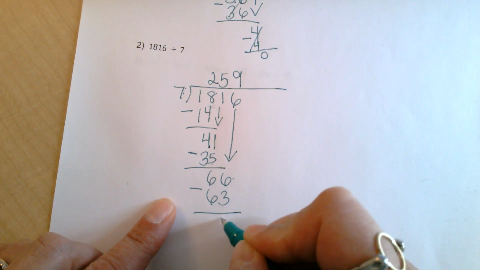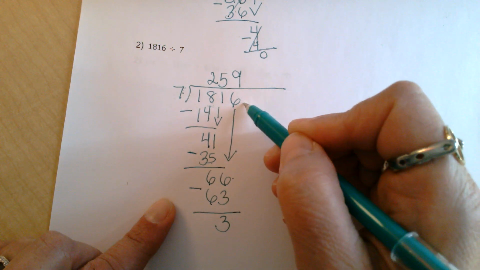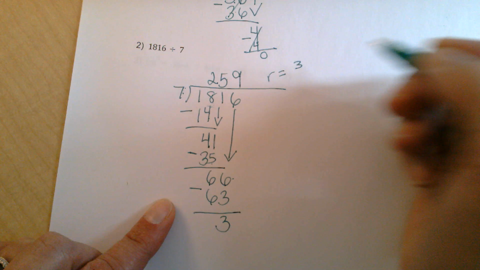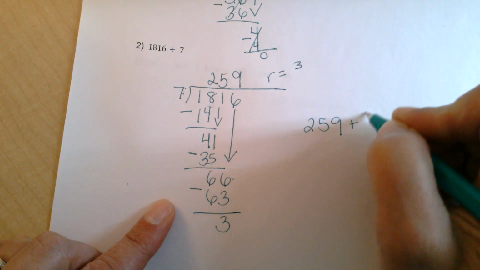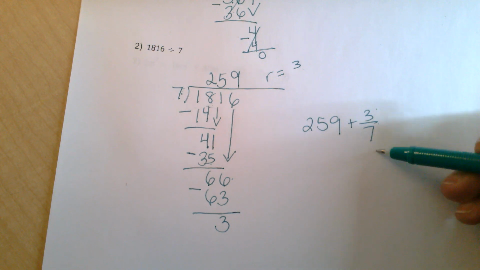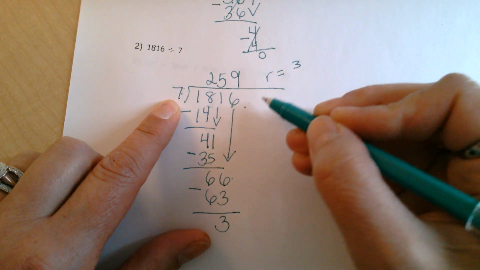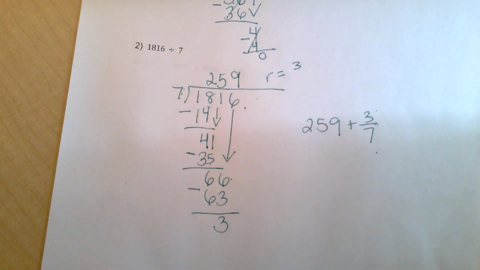6 minus 3 is 3. There's no other number to keep going. That's it. I could put a decimal there, but we're not doing that. We just see that we have a remainder of 3. And so it's going to be 259 with a remainder of 3/7. Notice I wrote the 3 and then divided it by 7. If we did put a decimal and start going with decimal zeros, we could keep going and get decimal numbers, but I'm not going to do that. I'm just going to stop there. Okay.